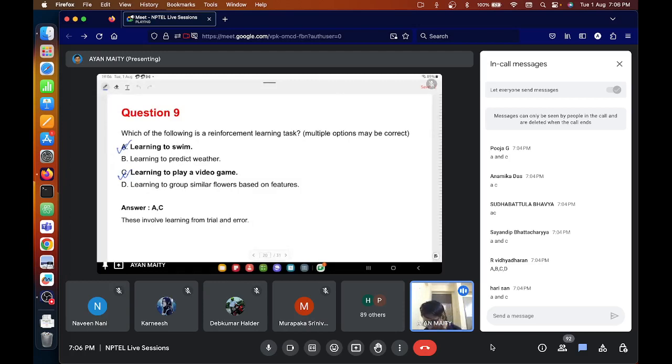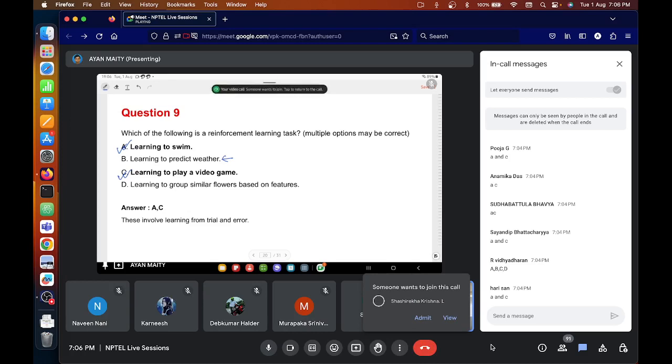But option B, predicting the weather, is a supervised learning task. You are either predicting the rainfall or predicting the temperature. So you need the class labels, and you train the machine learning model with the class labels and then predict. You are not using any trial and error or interacting with an environment where the agent gets some reward signals. These sort of things are not happening here. So B is supervised learning.